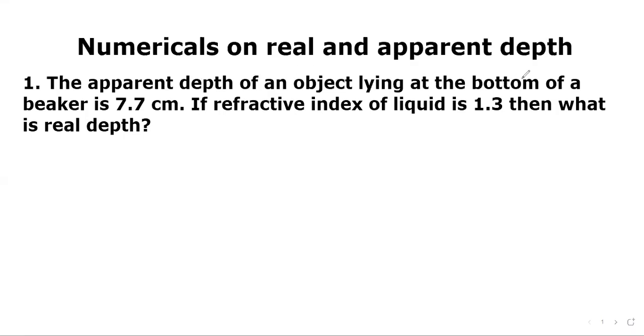Numericals on real and apparent depth. The apparent depth of an object lying at the bottom of a beaker is 7.7 centimeter. If the refractive index of the liquid is 1.3, then what is the real depth?